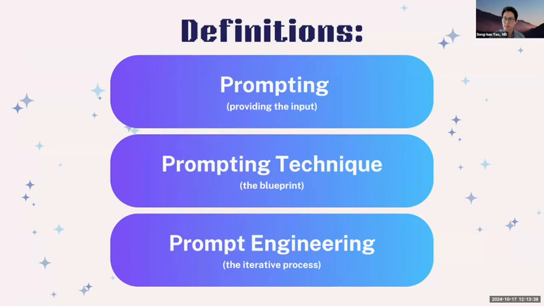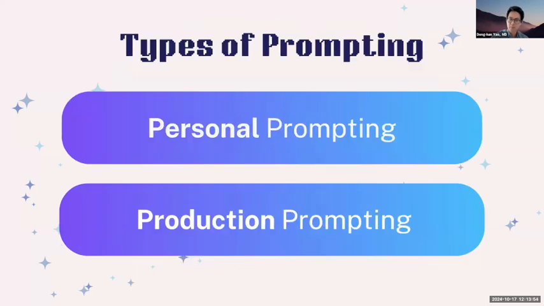So prompting is the process of providing a prompt or an input to a generative AI model, which then generates a response. A prompting technique refers to a specific described blueprint or specific style on how to structure the prompt so that you get a specific kind of output. And then finally, prompt engineering, putting it all together, is the iterative process of developing this prompt and adjusting and changing the technique to sort of get to where you want to be.